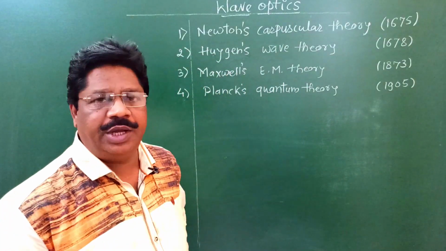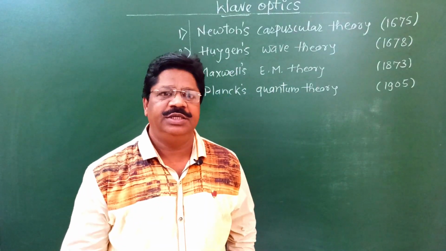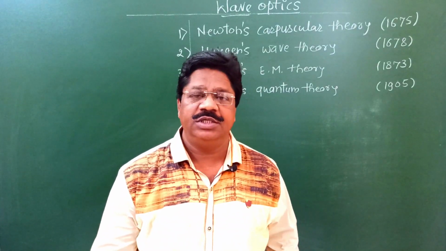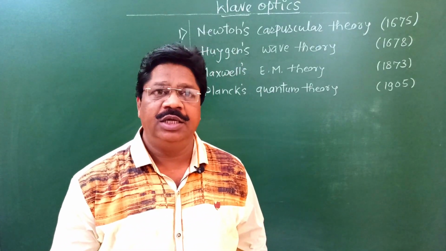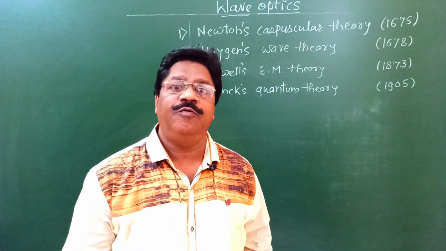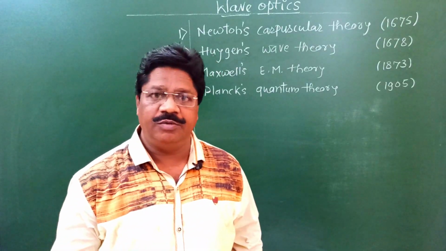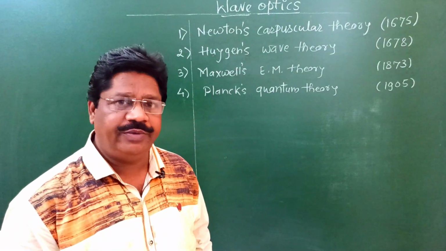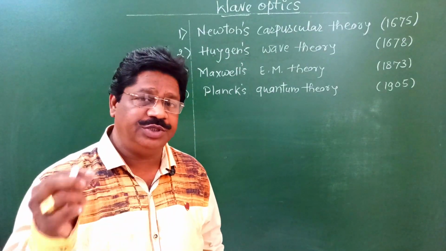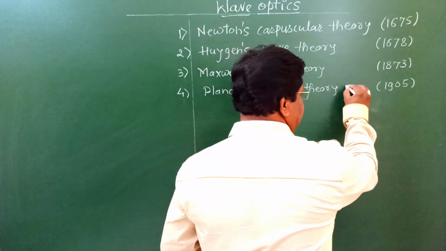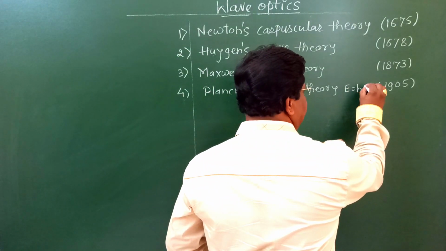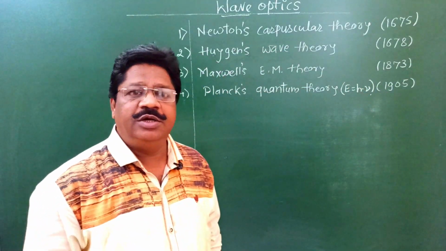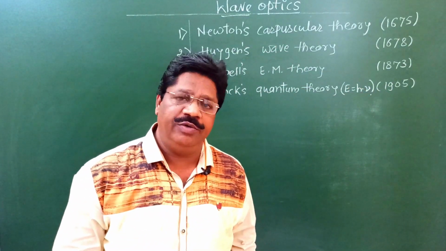In 1905, the scientist Max Planck proposed his theory that light travels in the form of particles, which he called photons. That means light travels in the form of photons from one place to another, and the energy of this photon is given by E = hν. This is the equation for the energy of the given photon.